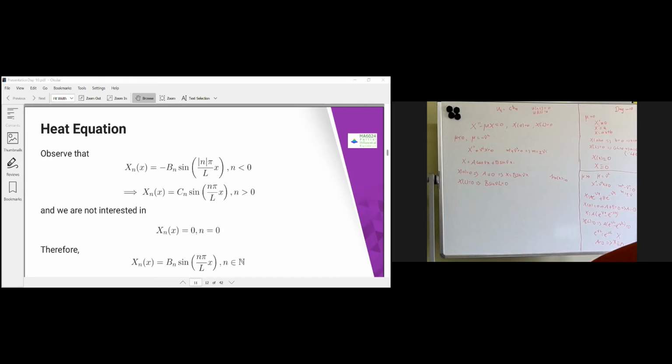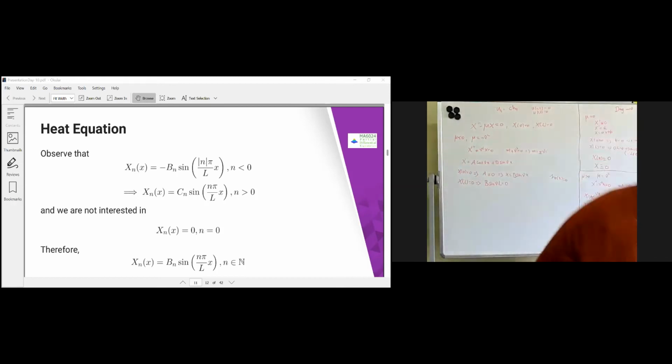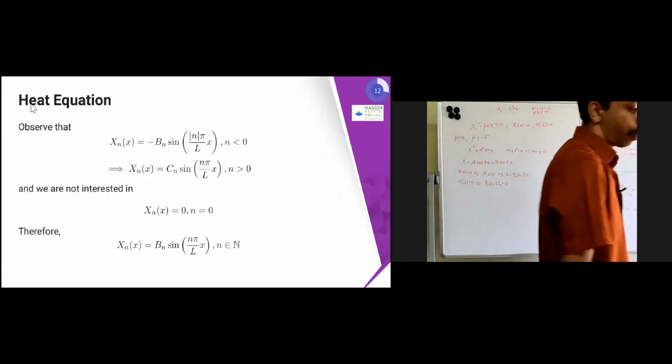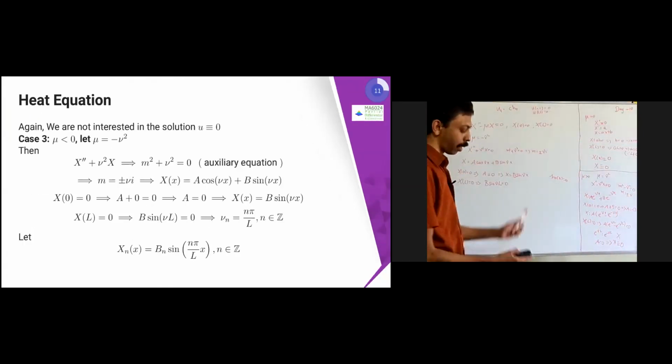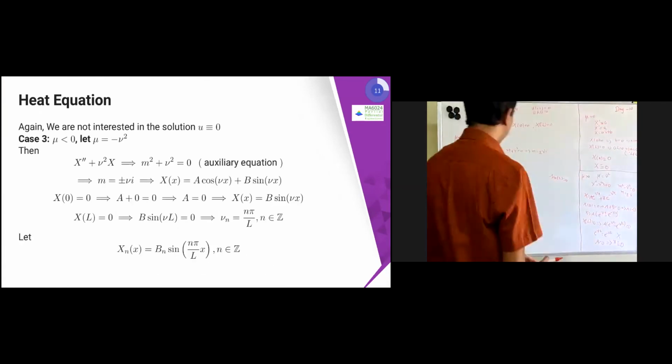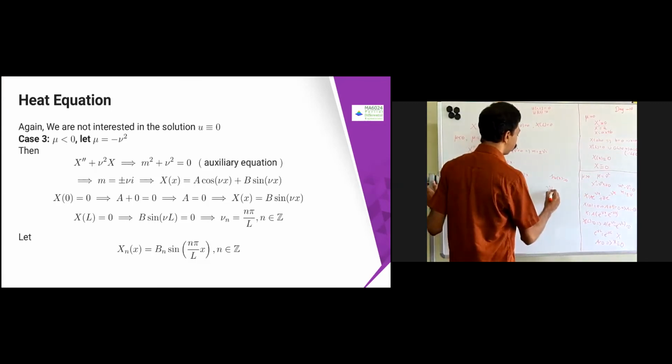Sir, x is equal to n pi where n belongs to integers. So if sin x equal to 0, that means x is a multiple of pi. In the same way here, since sin mu L equal to 0, we will get mu L is equal to n pi. Therefore, mu is n pi by L.